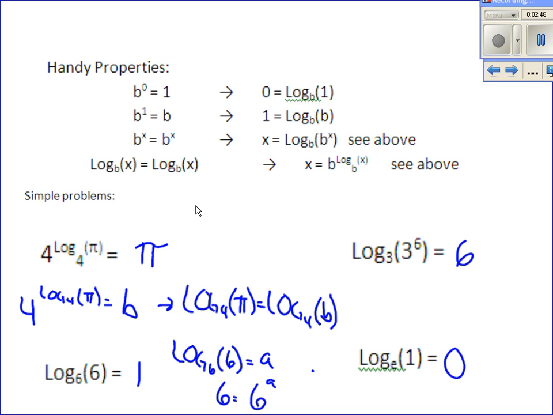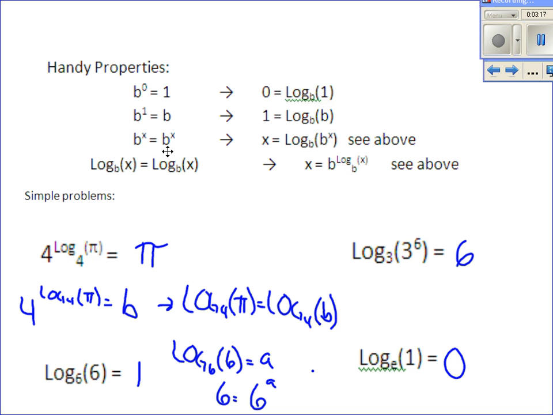Okay, some handy properties. And for me, I find it easiest to remember these new log properties if I think of them in reference to the exponential properties I already know. I know b to the power 0 is 1. If I take that, swing the b over to the other side, write it in log form, I get 0 equals log base b of 1. There's my new property. I know b to the power of 1 is just b. Rewrite that in log form. 1 equals log base b of b.